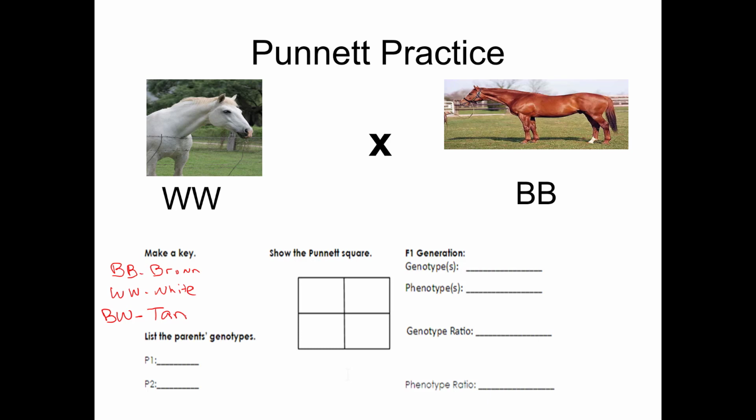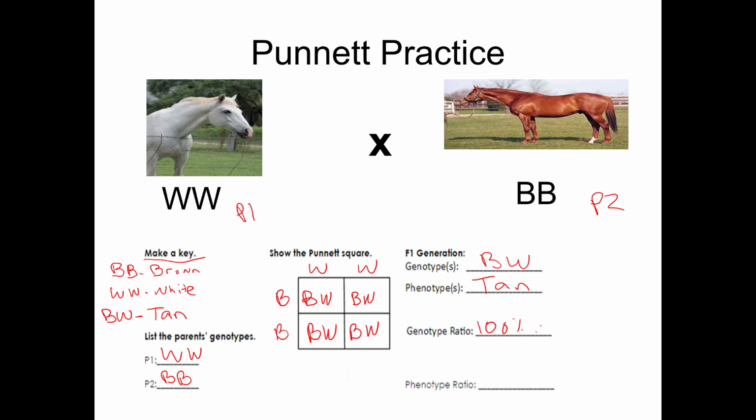I want you guys to hit pause and try to fill out this Punnett square and then come back and make sure that you guys have it correct. All right, so my white horse is parent 1, my brown horse is parent 2. We have WW, BB. Put that in my Punnett square. And then fill out my Punnett square cross. Okay. My genotypes that are present, only BW is present. This is tan. Again, I can look at my key to figure that out. I have 100% BW. All 4 boxes are BW.